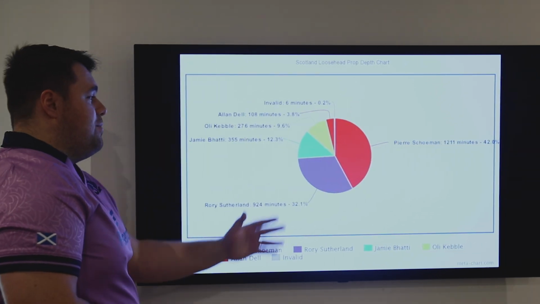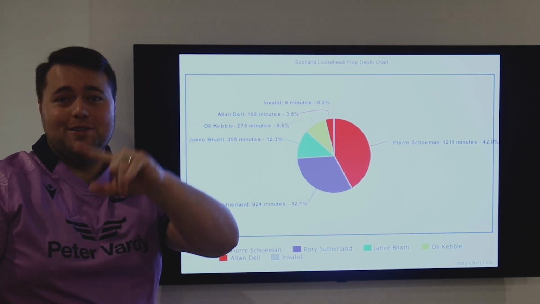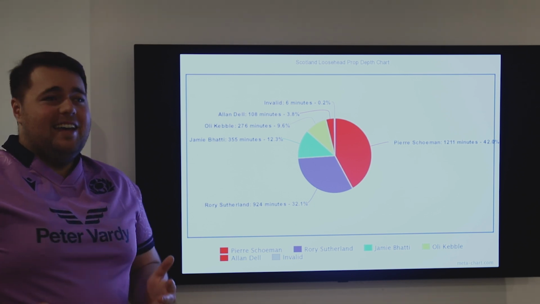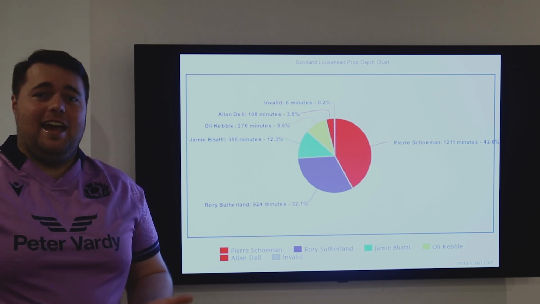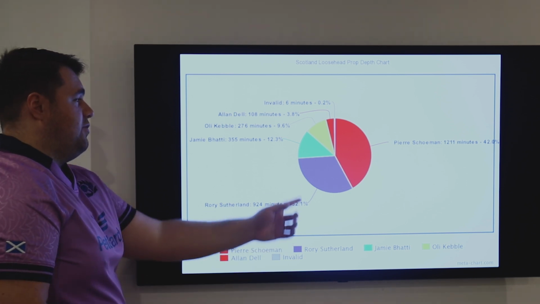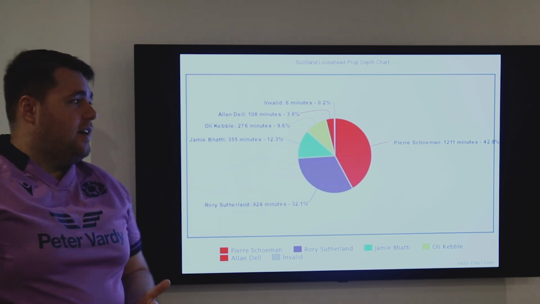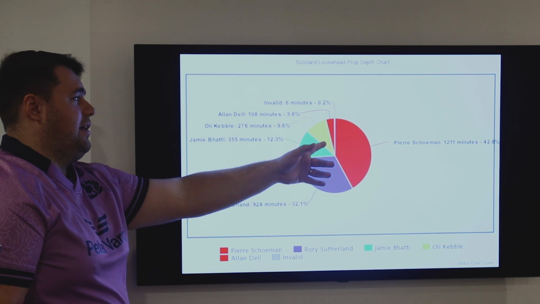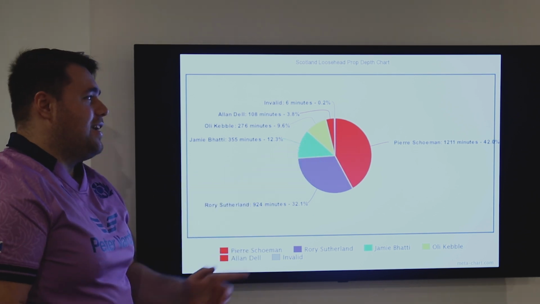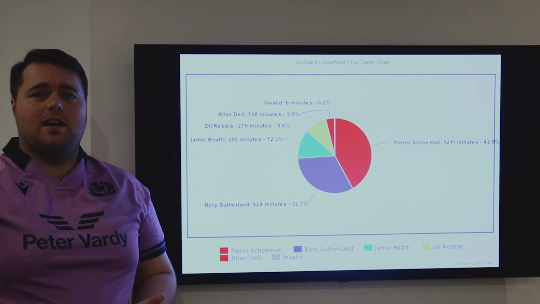As we can see, Pierre Schoeman and Rory Sutherland are two very good players, very world-class options, and as there's no real example of an out-and-out up-and-coming talent at prop, they've gone for experienced players in the form of Jamie Batty, Ollie Keble and Alan Dell to round out the chart. Aside from the fact that there's a fifth choice player, with Dell's minutes probably should have gone to a spread out of these two, this is pretty much the perfect depth chart.